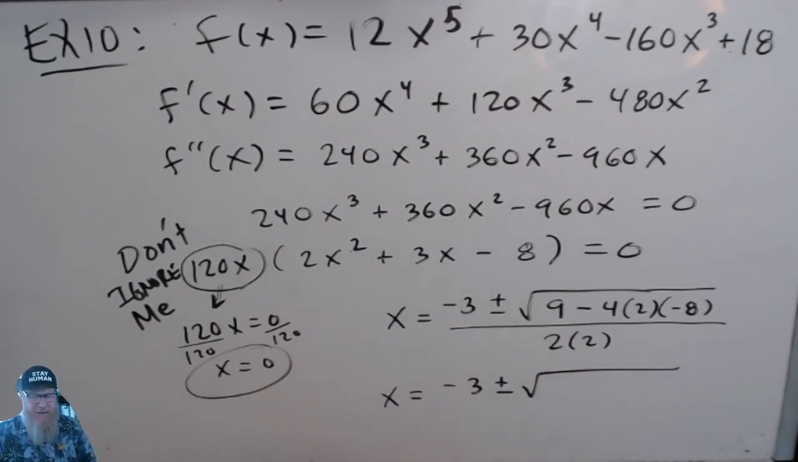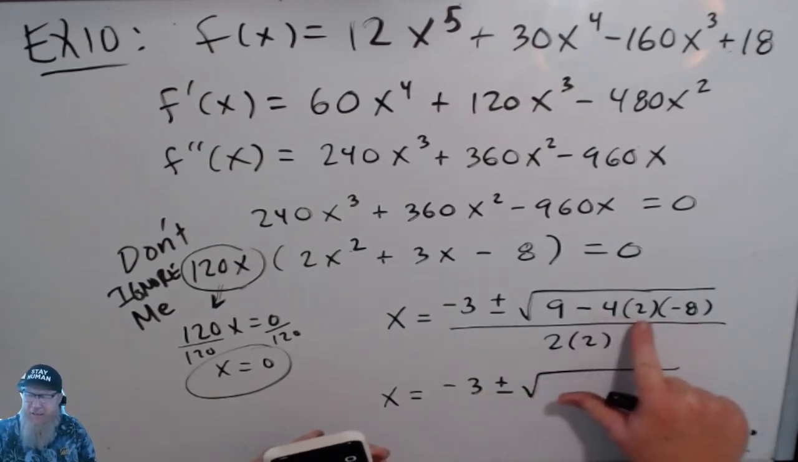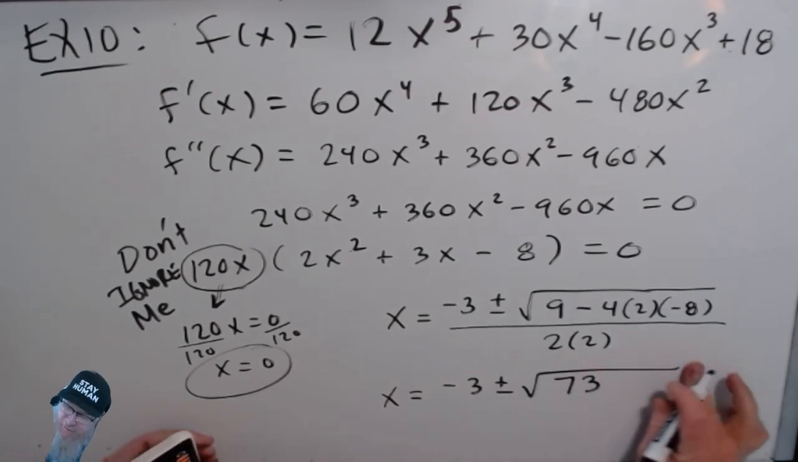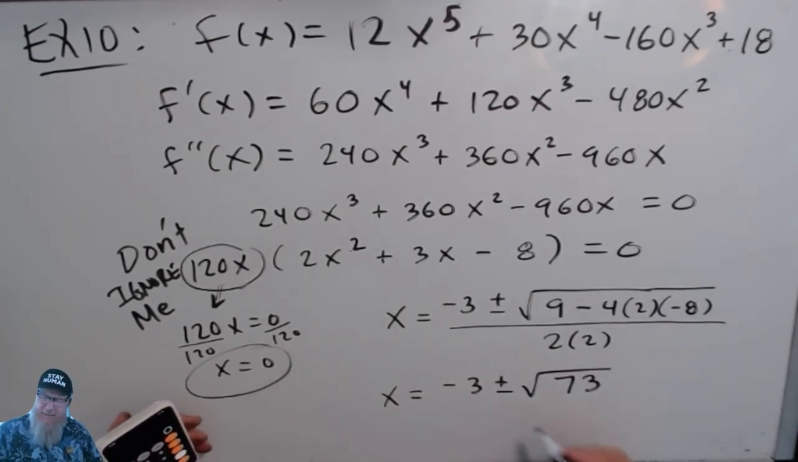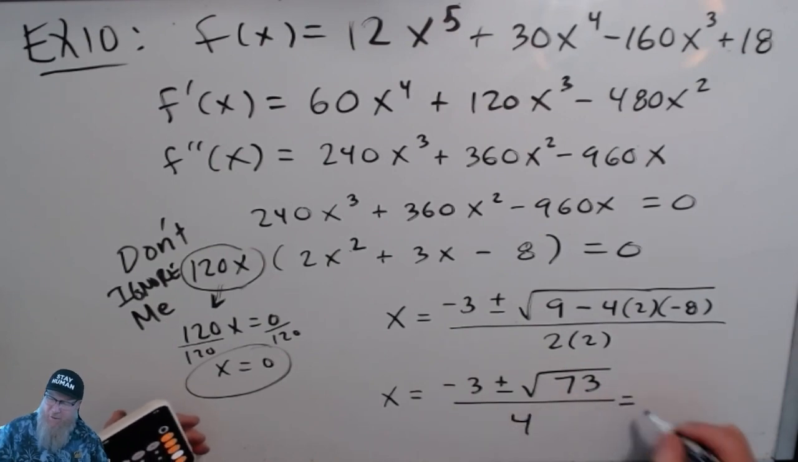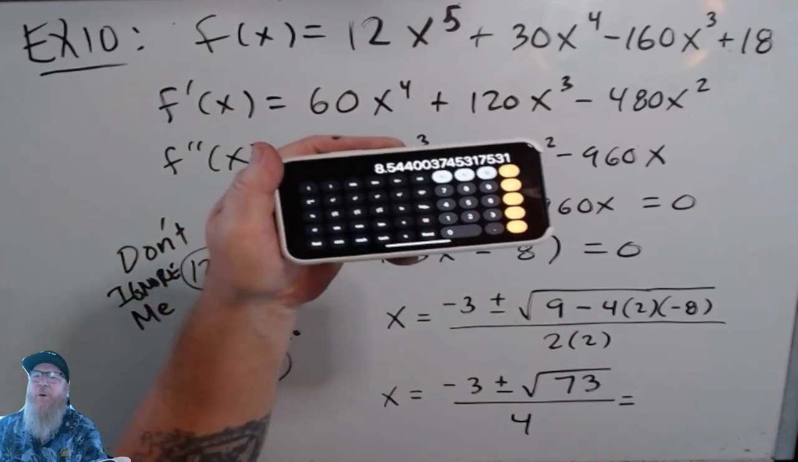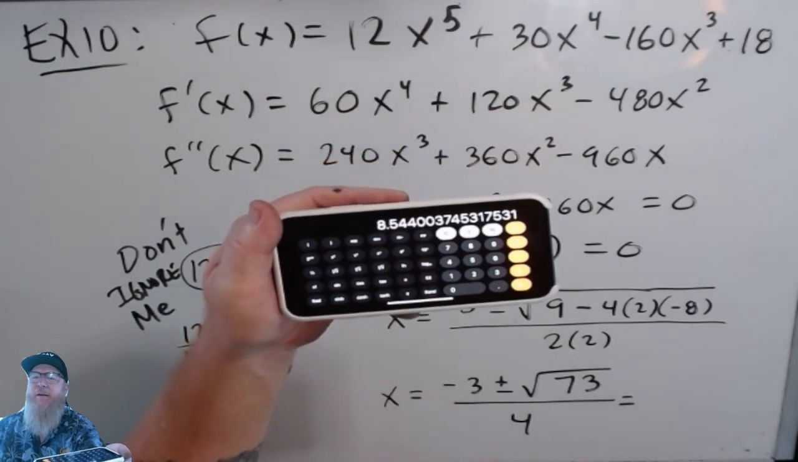So I've got 8 times 9, right? So 4 times 2 is 8. Oh, sorry. 8 times 8. 4 times 2 is 8. 8 times 8 is 64. Double negative, and then plus 9. So that's going to be 73 over 4. Well, last time it was 76, huh? So I've got 8.5. All right.